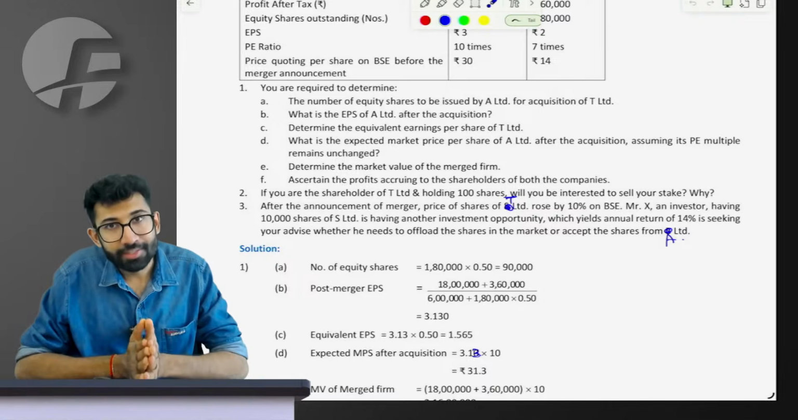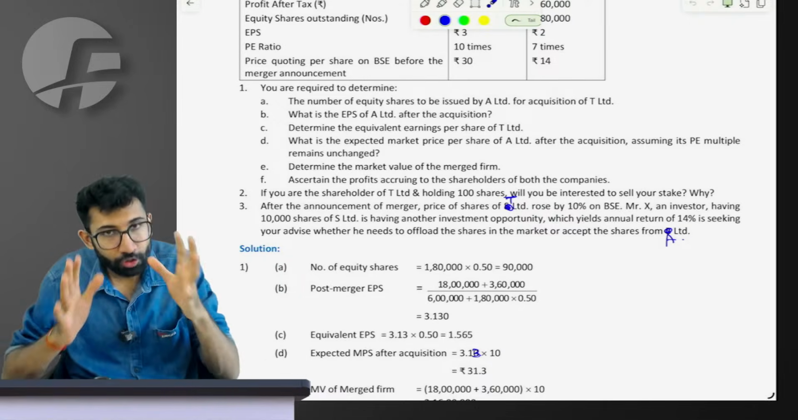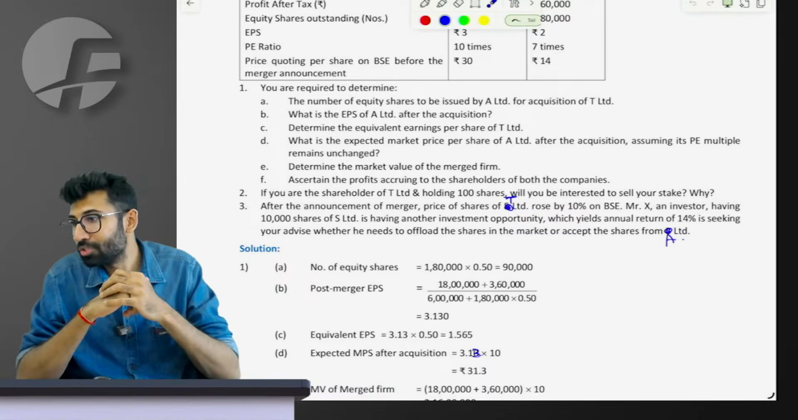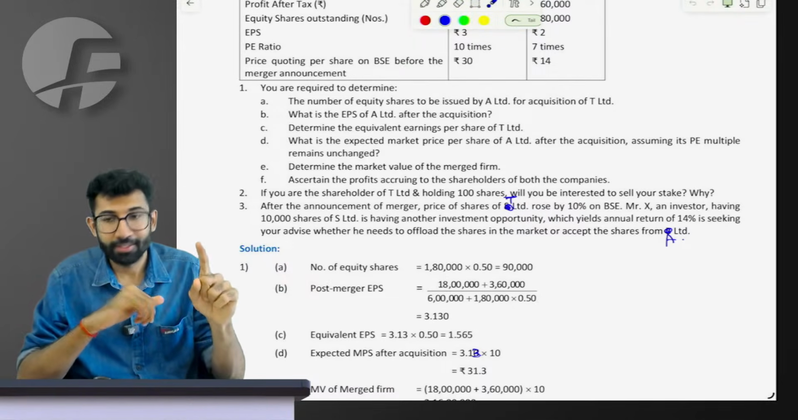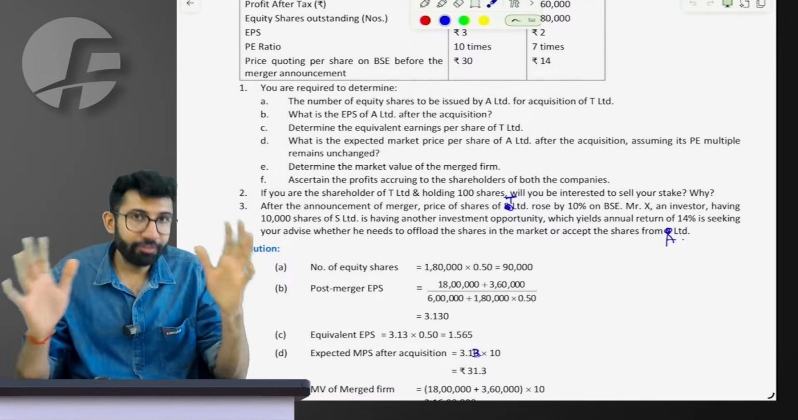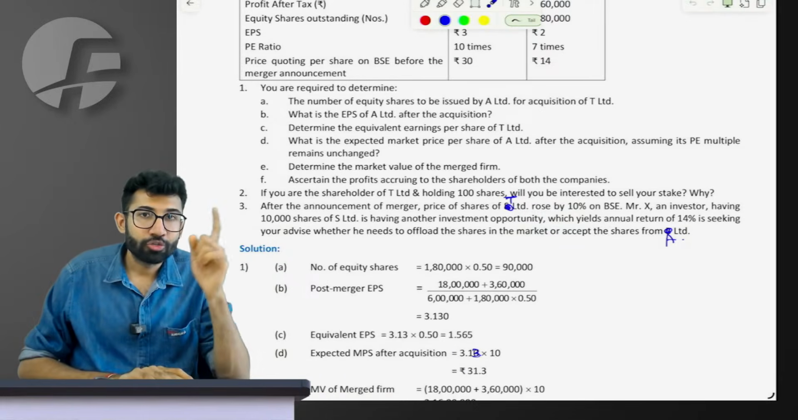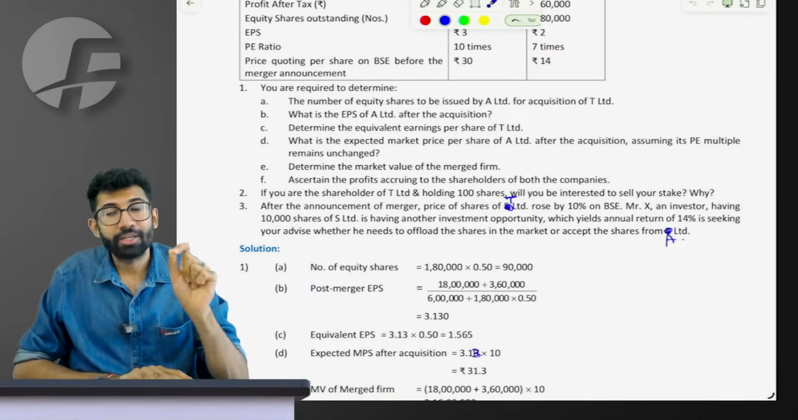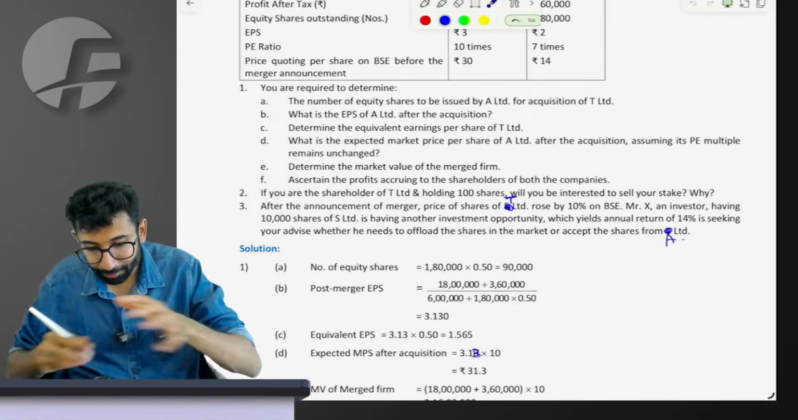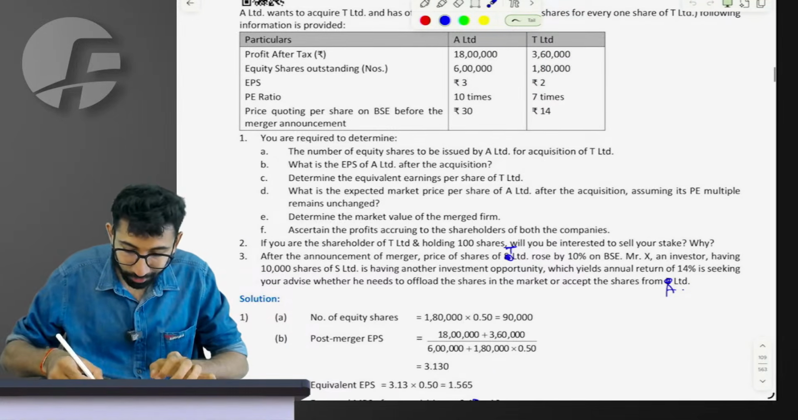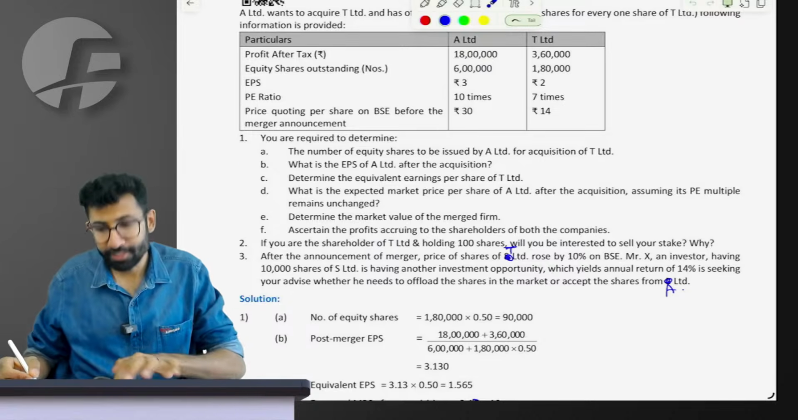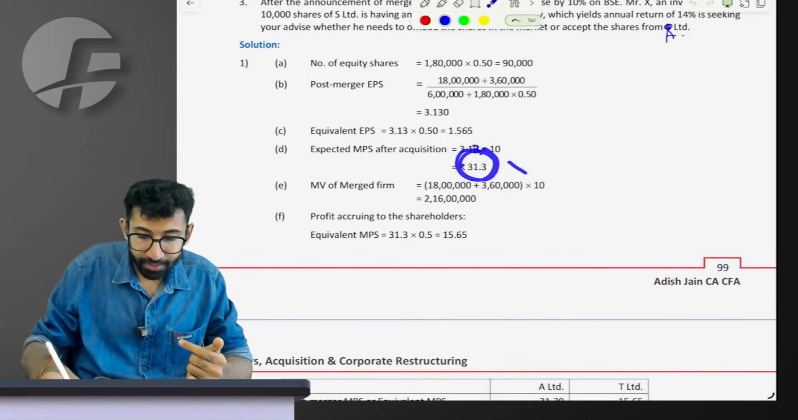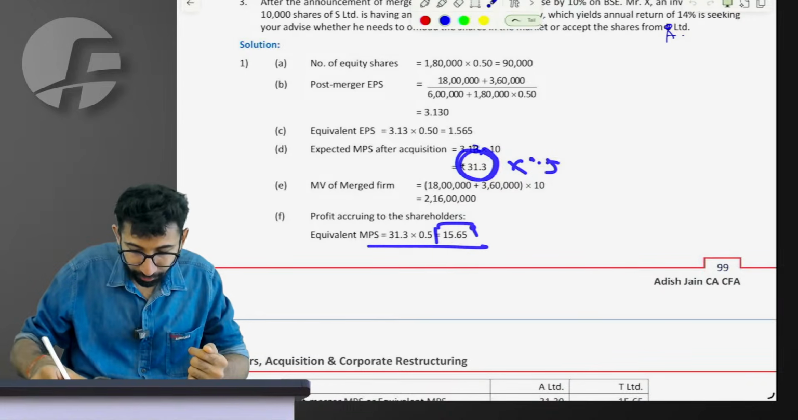So the solution is really simple. I will summarize all those confusions to you at the end because it's there in the notes. But the solution is really simple, people in the class: wherever possible, your gain or loss should always be in terms of MPS. So I have to find out the gain or loss in terms of MPS, which is really easy. Post-merger MPS is 31.3. How much is equivalent MPS? Into 0.5, which is 15.65.